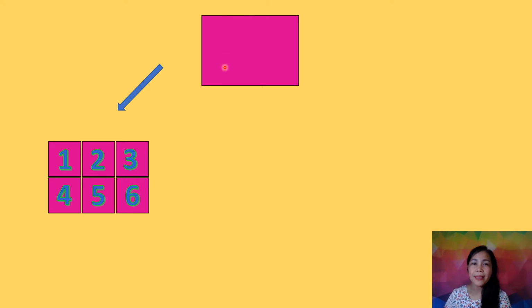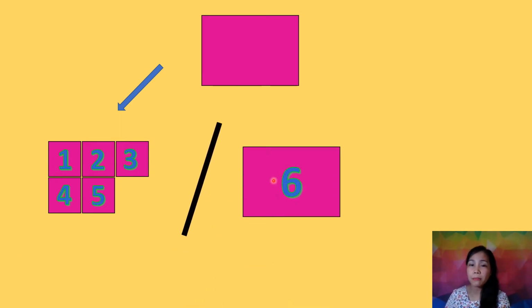Okay, students, this is a whole thing. We are going to divide it equally into 6 parts. Supposing we take away 1 part, the remaining 5 parts is a fraction of the whole 6 parts. And we are going to write it like this. This is an example of a fraction.